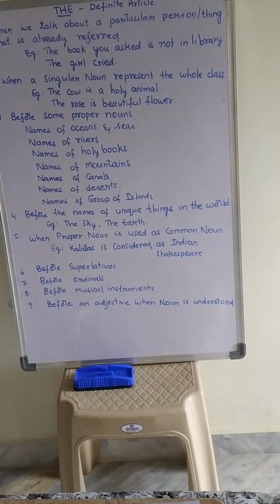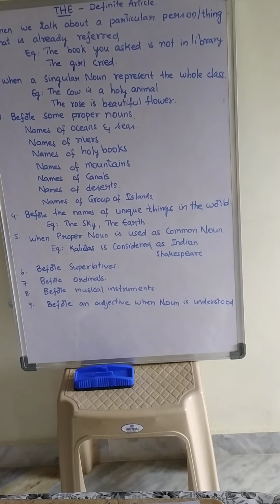And then the fourth one, before the names of unique things in the world. Unique things means the only one thing that is present in the world. The only one thing that is present in the world is the sun. So before that we will have to use the article the. The sun, the moon, the stars, the sky, the earth, the Milky Way, the universe, the world. All these are the only one things in the world, and before that we have to use the article the.